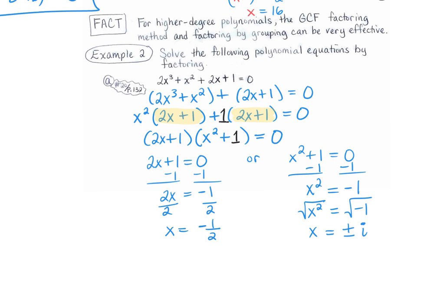So tell me our solution set. Negative 1/2, comma, plus or minus i. Plus or minus i. Got it. Good. What questions do you have?